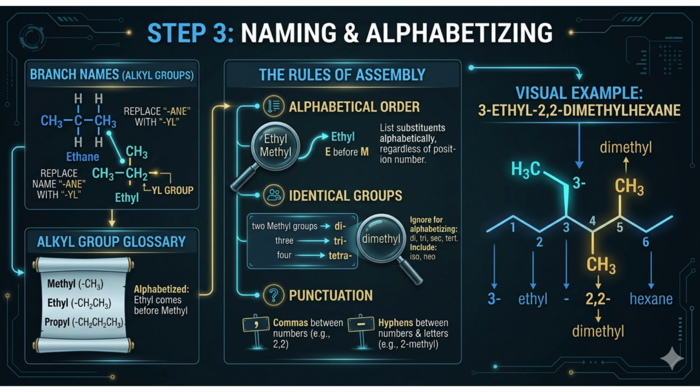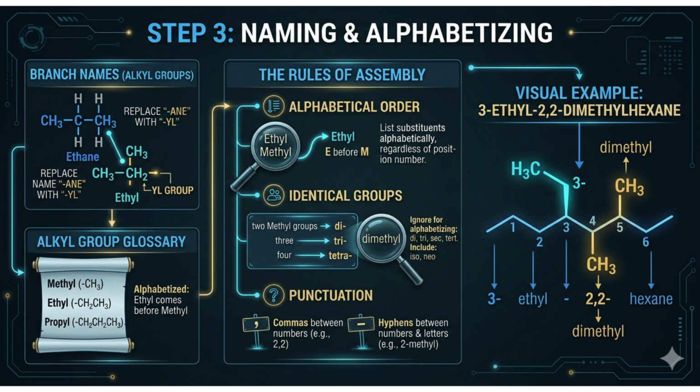Rule number 1. Alphabetical order. You must list your substituents alphabetically, like E for ethyl before M for methyl, regardless of what. But what if you have identical groups? If you see 2 methyl groups, we use the prefix di. If there are 3, it's tri, and 4 is tetra.